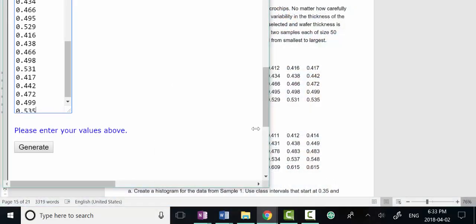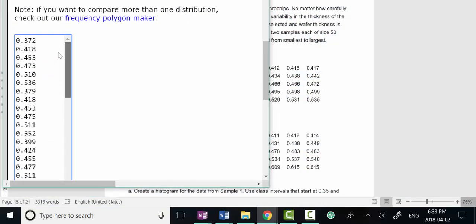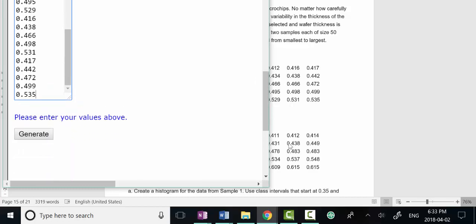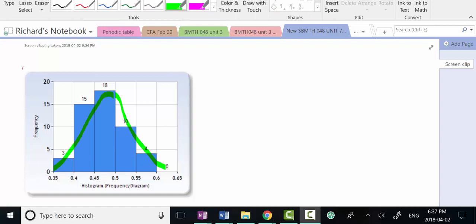What it'll look like in the end, you'll have a column of data in your histogram generator, and then you would generate a histogram which looks like this. I used the editing function in the histogram generator to put my starting value at 0.35 and have my bin width of 0.5. Notice I can draw quite a symmetrical curve over top of this histogram.